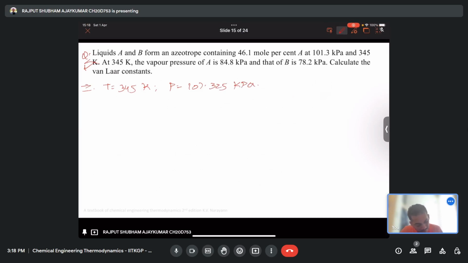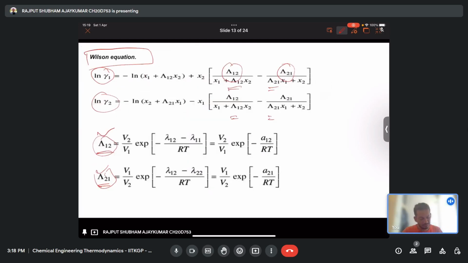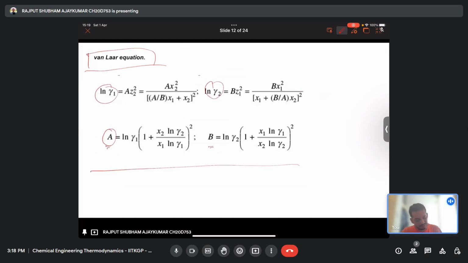Let the two different liquids be A and B. Let A be component 1 and B be component 2. Now we have been given the vapor pressure of A as 84.8 and of B as this. Calculate the Van Laar constants. So there are Van Laar constants A and B. I will show you what the Van Laar constants are. We have to find the values of these two, but in order to find A and B, we need the activity coefficient of 1 and the activity coefficient of 2.